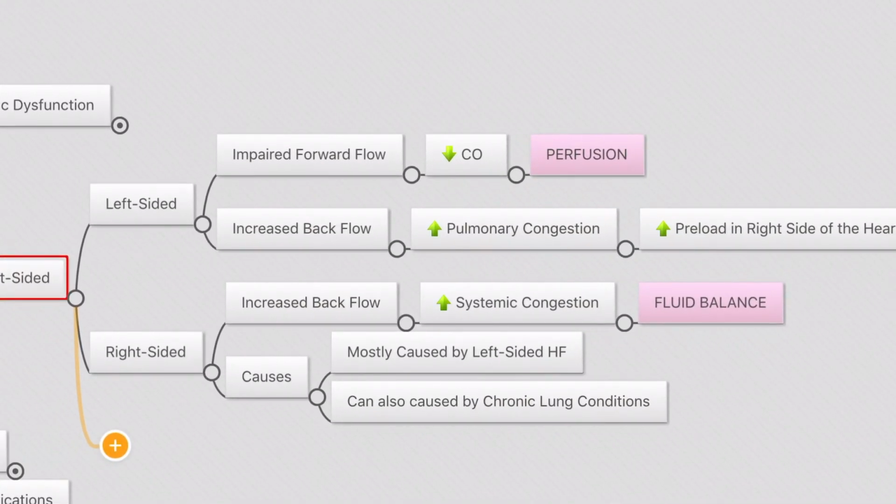For right-sided heart failure, there will be increased backflow and increased systemic congestion, and that would lead to fluid balance issues as well. Causes of right-sided heart failure, again, we talked about that just now, mostly caused by left-sided heart failure, and can also be caused by chronic lung conditions.